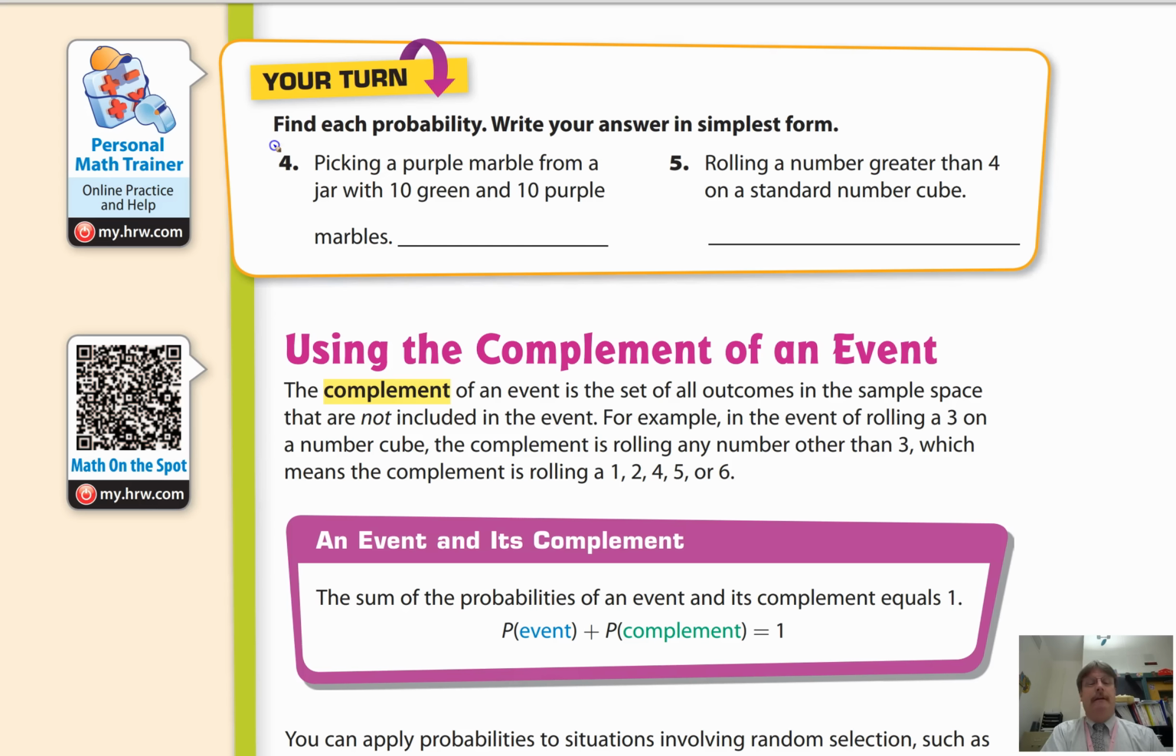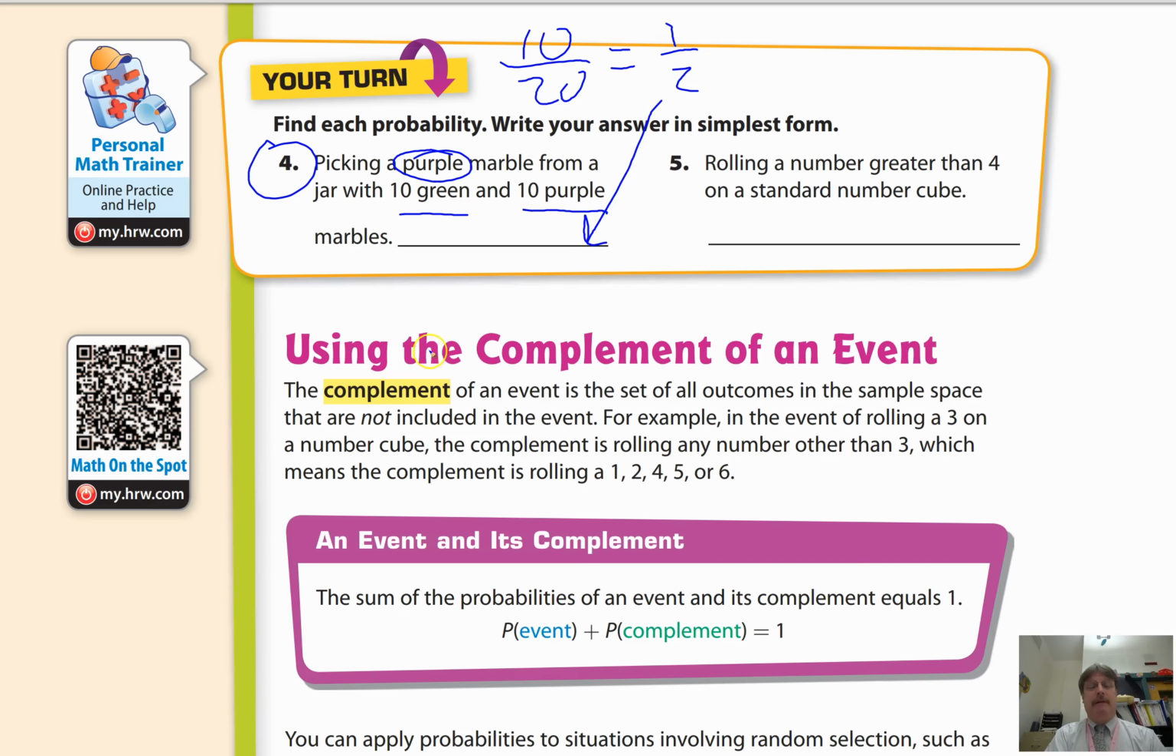Looking at an example of your turn here, picking a purple marble from a jar with 10 green and 10 purple, what's the probability of that? Well, we have 10 purple, and then we have a total of 20. So the probability of picking a purple one is 10 out of 20. If we reduce that, of course, that's 1 out of 2. So that would be your answer there.